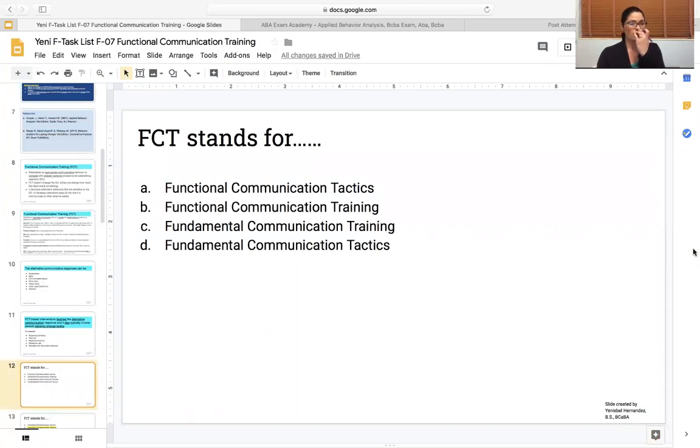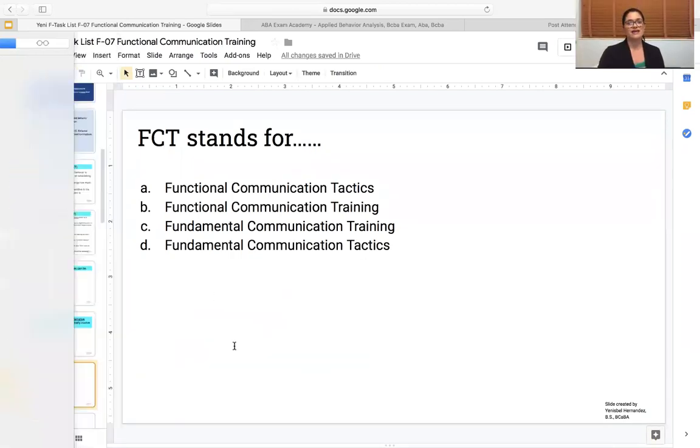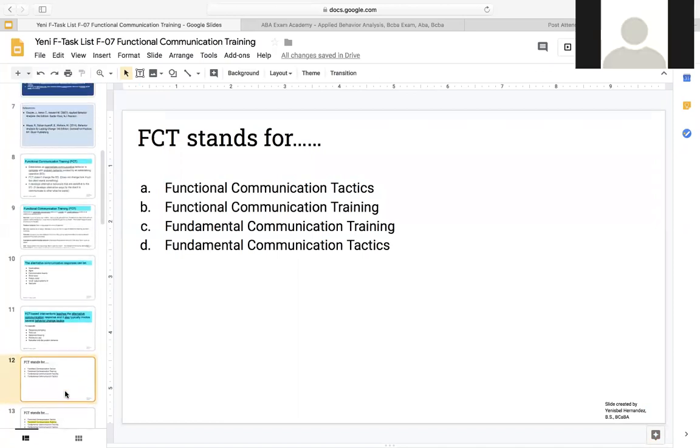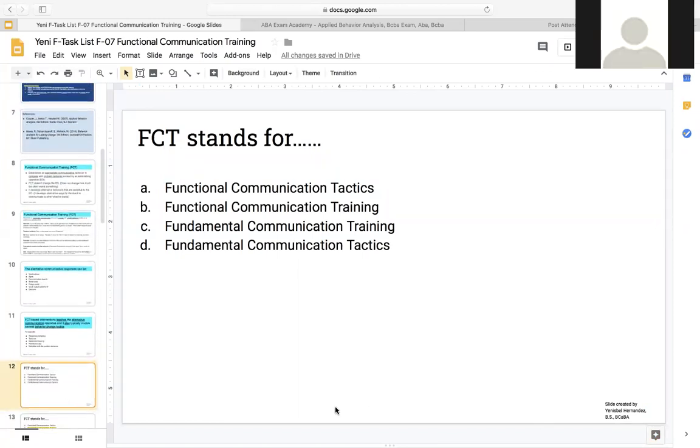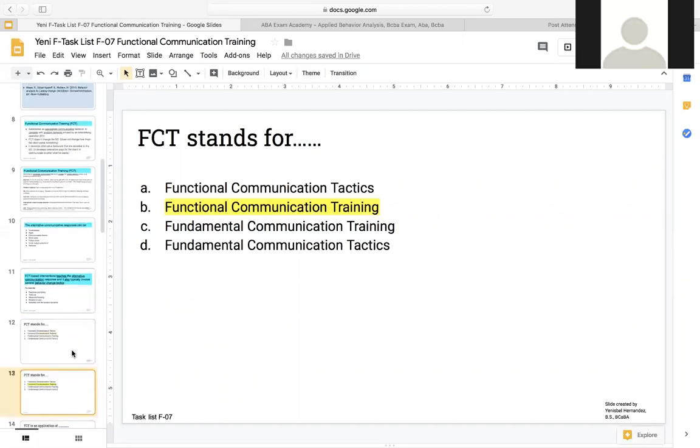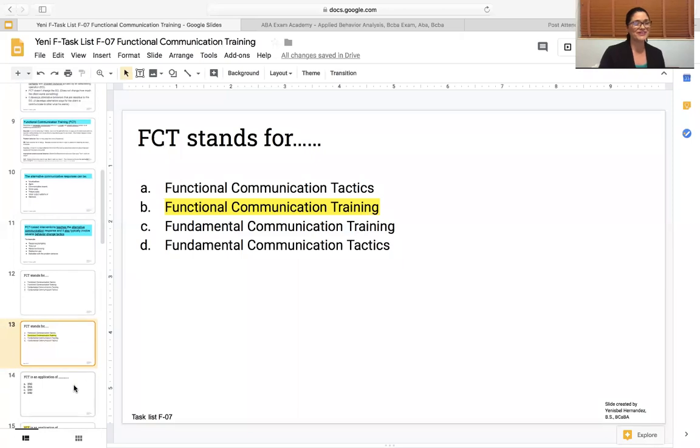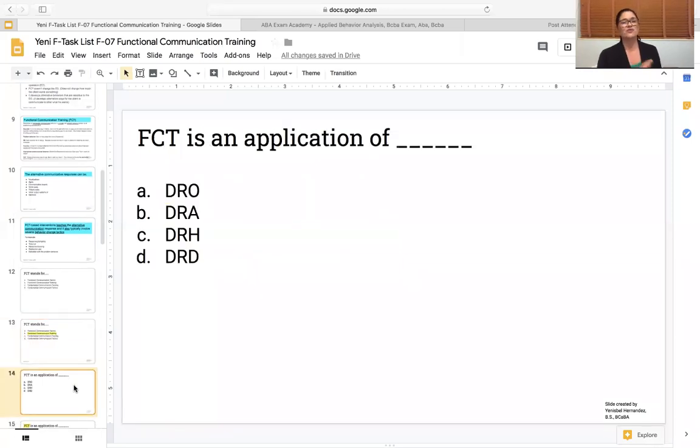FCT stands for Functional Communication Tactics, Functional Communication Training, Functional Communication, Fundamental Communication Training, or Fundamental Communication Tactics. This is hard. This is so hard. B. We have one for B. Jessica said B and Brittany. B. There you go, guys. We started good. Okay, let's go to the next one.